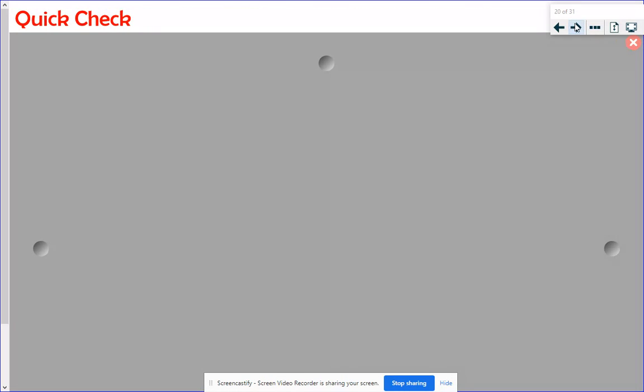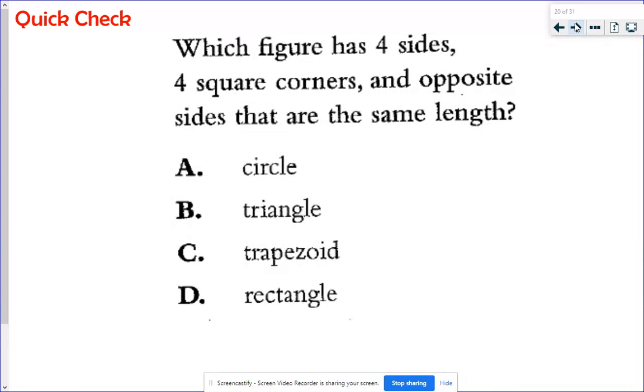The quick check. Pause the video, read this, and get your answer, and then check back with me. The correct answer is D because of the attributes listed in the question.